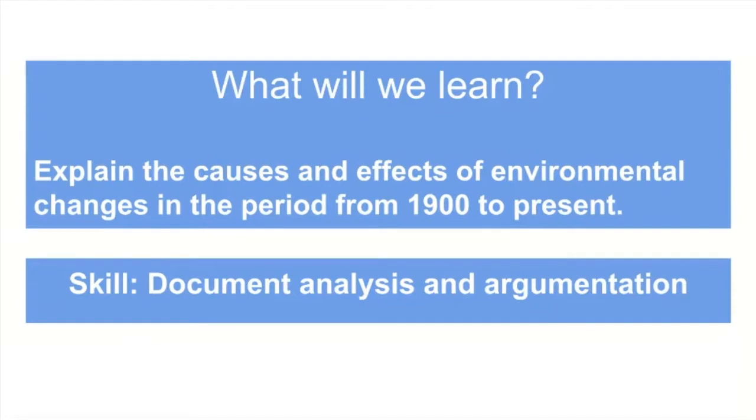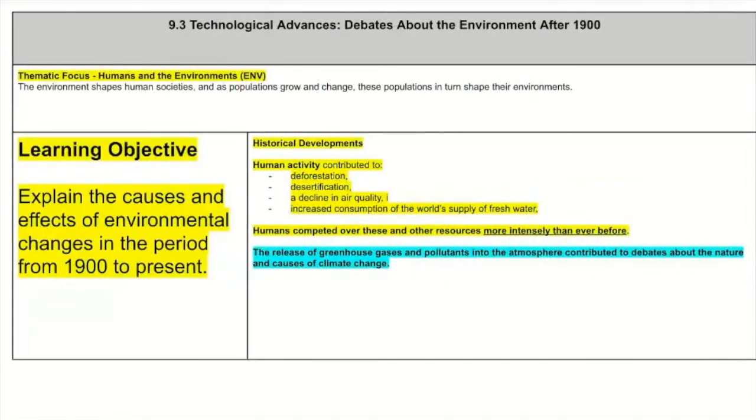All right, so what are you going to learn? Well, we need you to explain the causes and effects of environmental changes in the period from 1900 to the present. And the skill that we're going to go over is document analysis and argumentation through thesis construction, right? So, in explaining the causes and effects of environmental changes, obviously the thematic focus is going to be humans and the environment, their interaction with, and impact on.